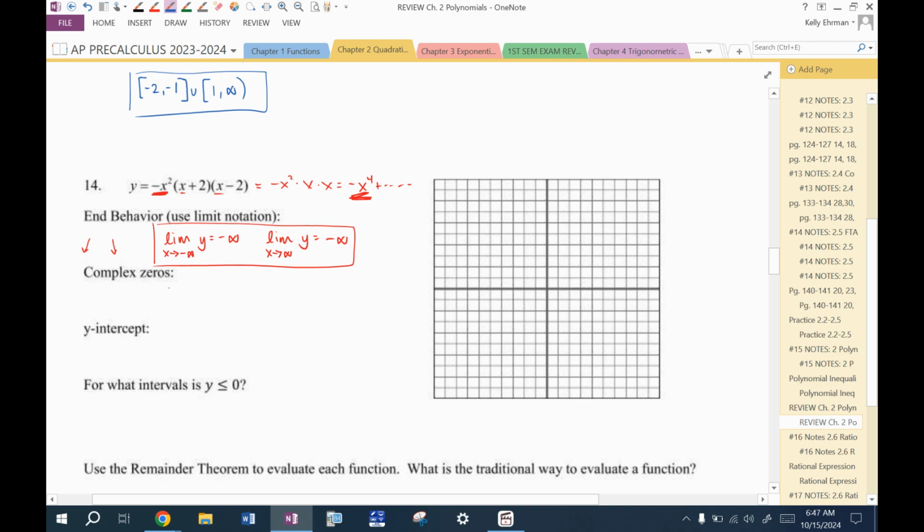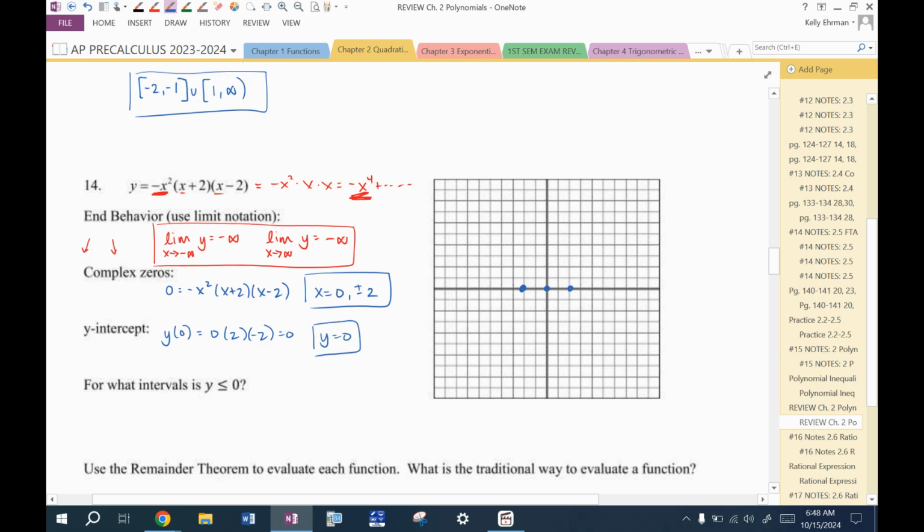For the zeros, again, you're just setting this expression equal to 0. It's already factored for you. So the zeros are x equals 0 from the negative x squared and plus or minus 2. So we can plot those. Negative 2, 0, positive 2. The y-intercept we already have. It's 0, 0. But it is what you would get if you plugged 0 in. That'd be 0 times 2 times negative 2. Still 0.